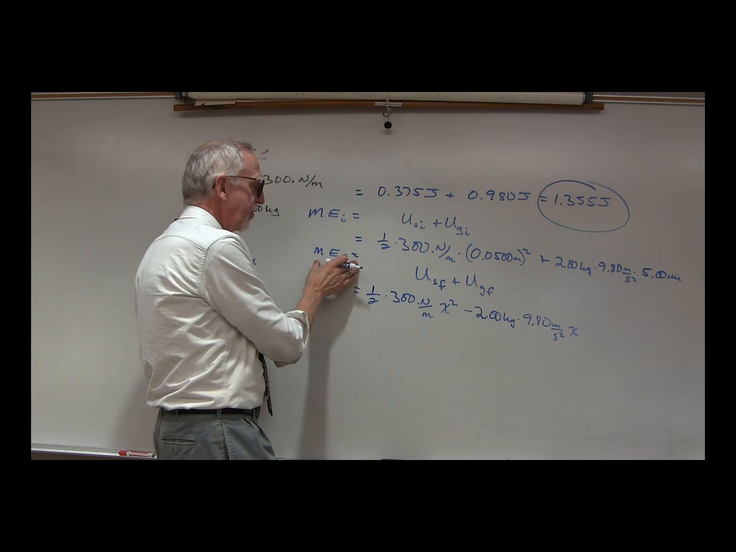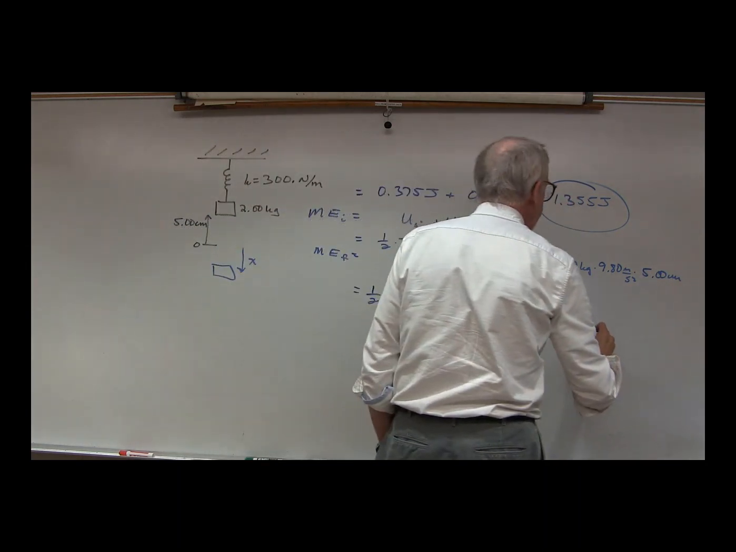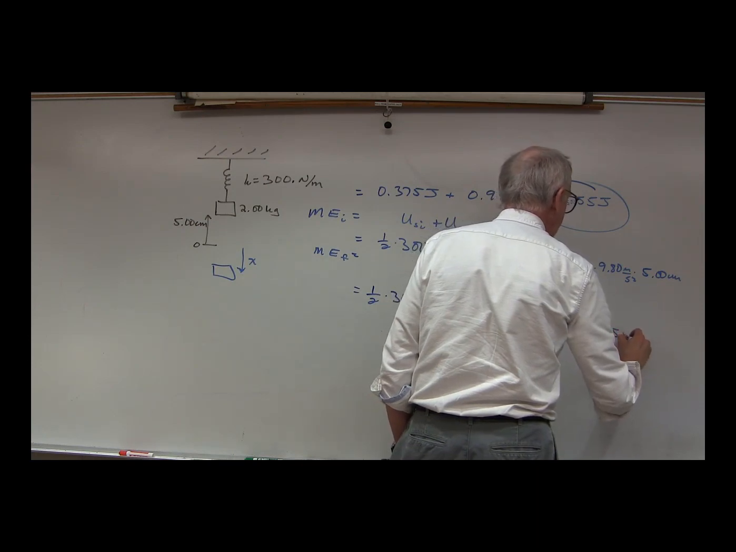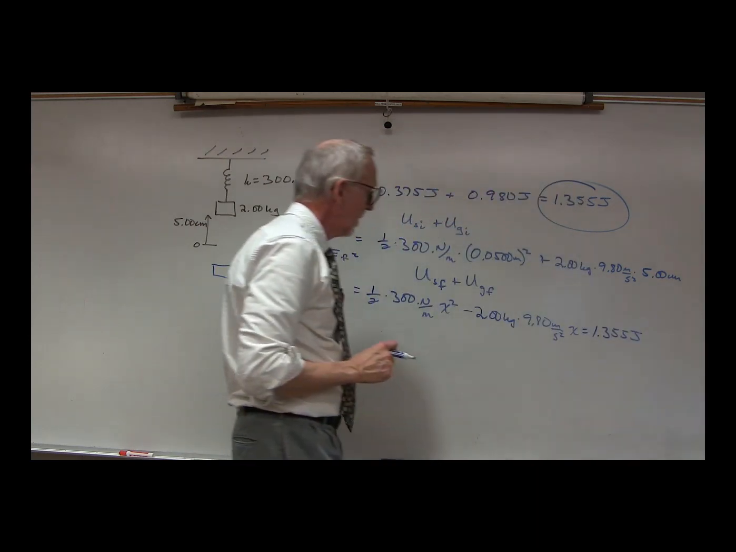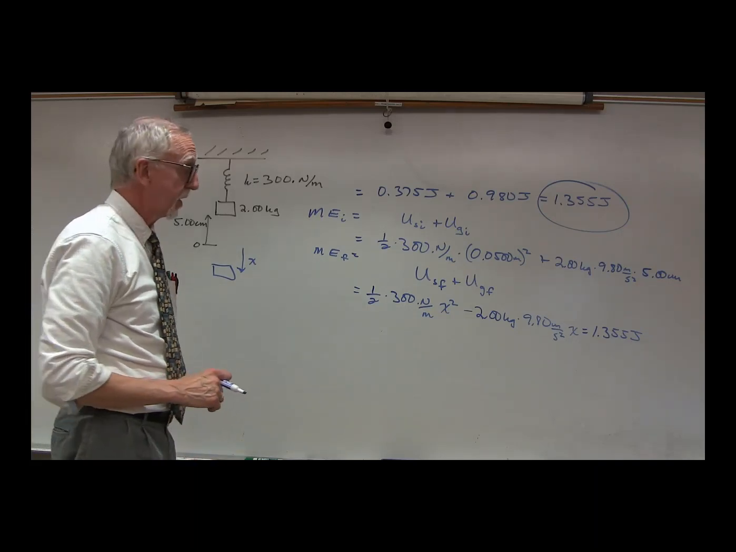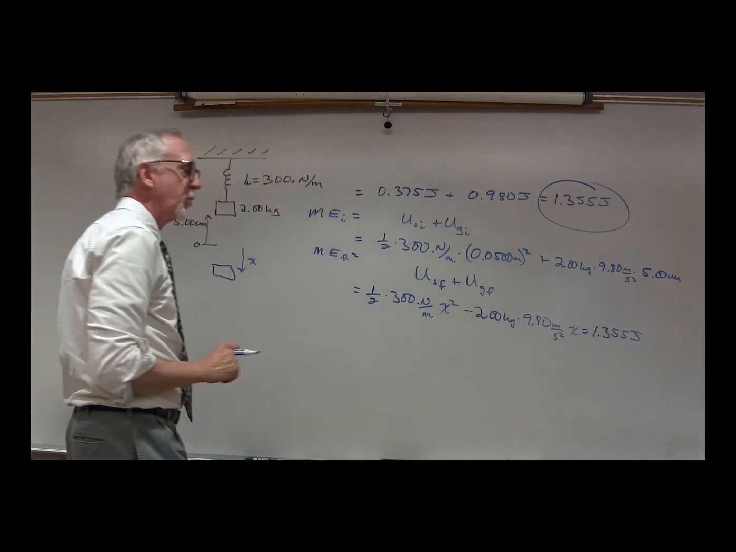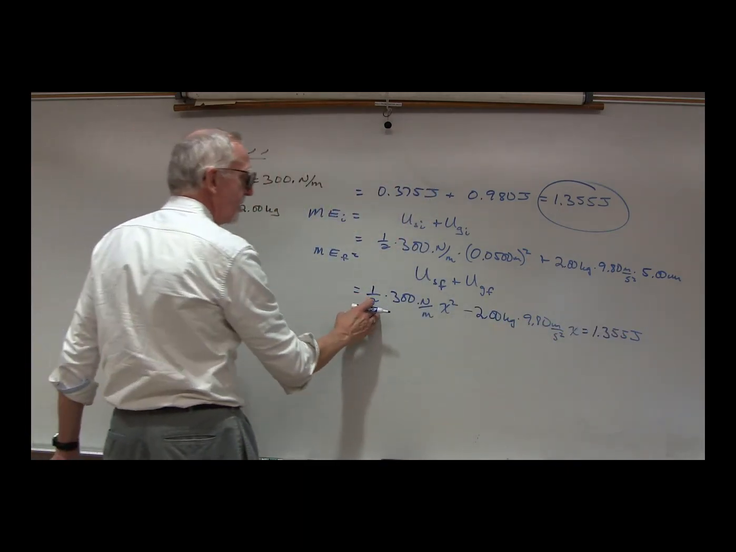And again, our final mechanical energy must equal our initial mechanical energy. This must equal 1.355 joules. Well, how are we going to solve this? We're going to have to solve this using the quadratic. We've got an x squared and an x term and a constant term, so we're going to have to solve this with the quadratic formula.